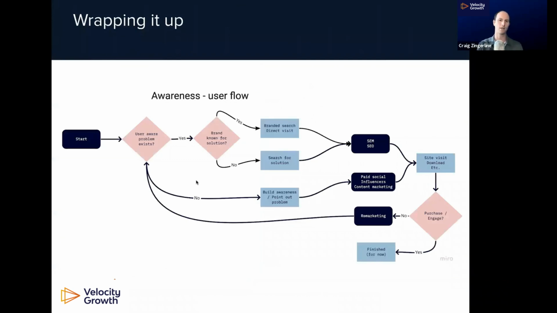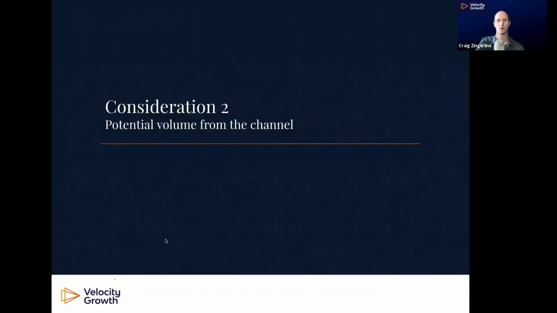To wrap up that section, I like to look at the awareness as a flow, and I'm not going to spend a lot of time here. You could pause here if you want to look at this, but basically it starts with is the user aware of a problem or not? And based on that, you'll either go the solution route or not. And so you can follow this chart around and get to the end, and it'll give you some ideas on where to get started.